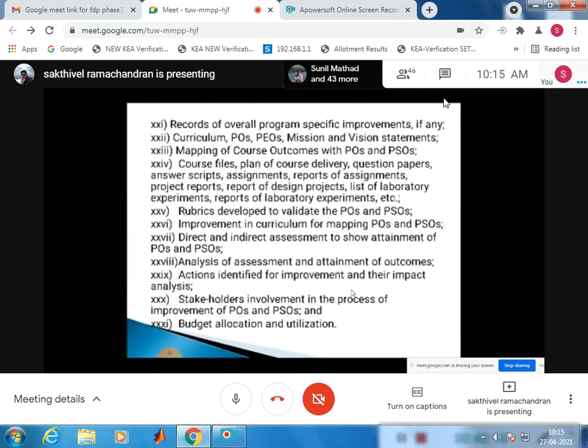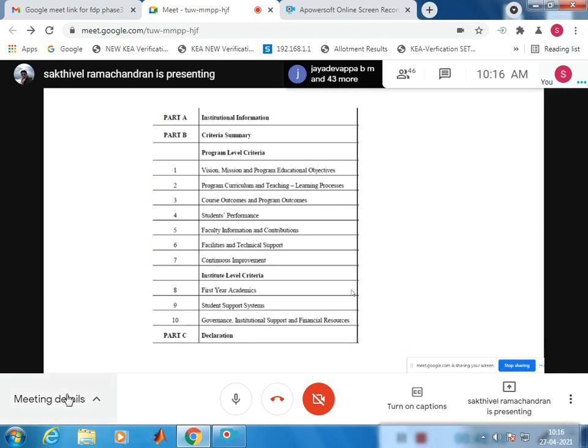Above all this, course mapping, CO, PO mapping, PEO, vision statement, mission statement of an institution, then course file, course delivery, question paper, answer script, sample answer script, the whole bunch of data needs to be kept. The rubrics for validating the CO, PO, improvement of curriculums, and involvement of stakeholders in the process, budget allocation, utilization, everything comes into the picture.